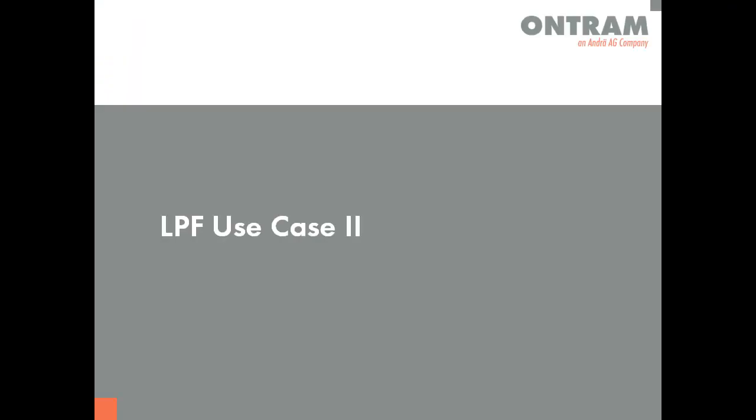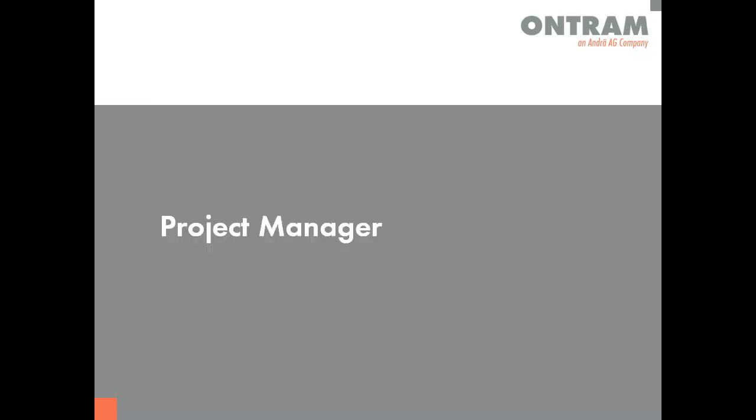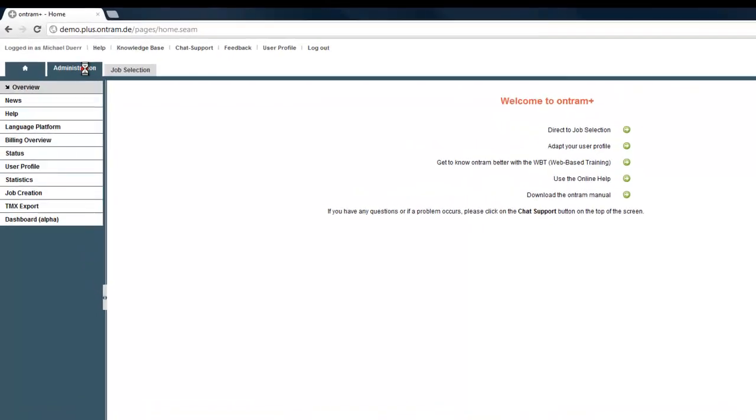The second use case will cover all members of a certain language platform group to share the same rights so that every member of the group can assign themselves or others to a certain workflow role. Another key factor of this case is that no specific user has to be assigned to a specific workflow role while creating the job. The configuration of ONTRAM for this use case equals pretty much the configuration of the first case.